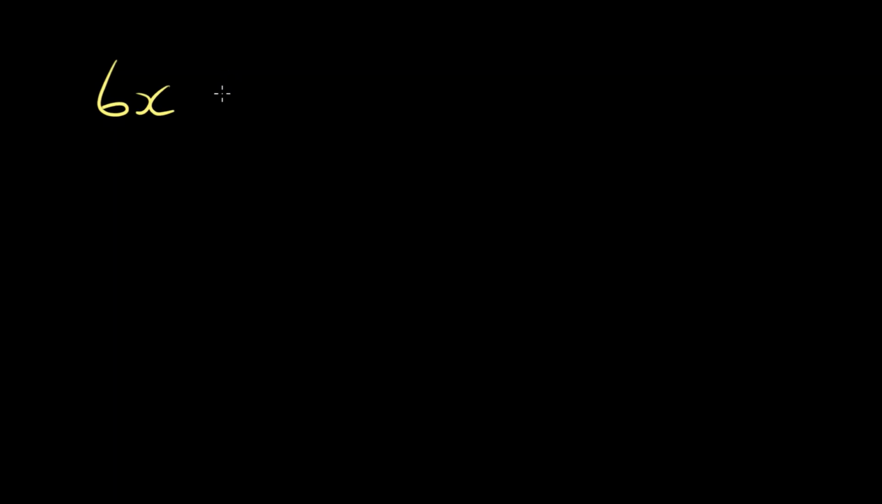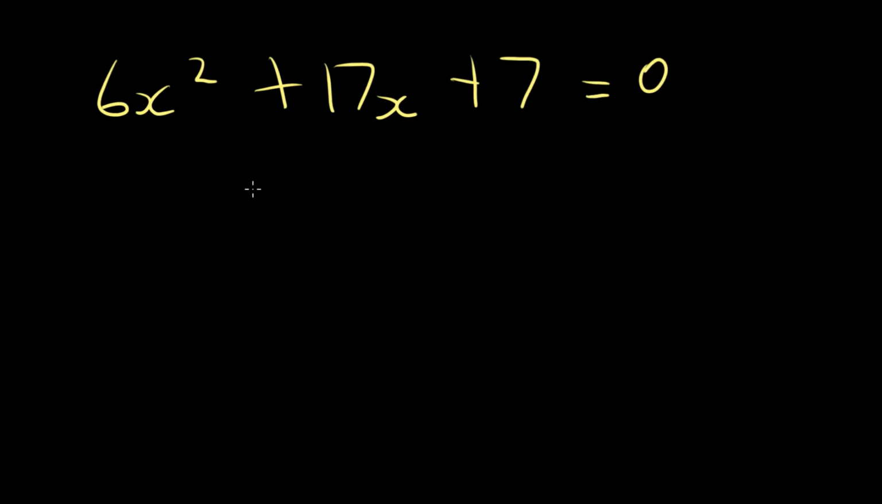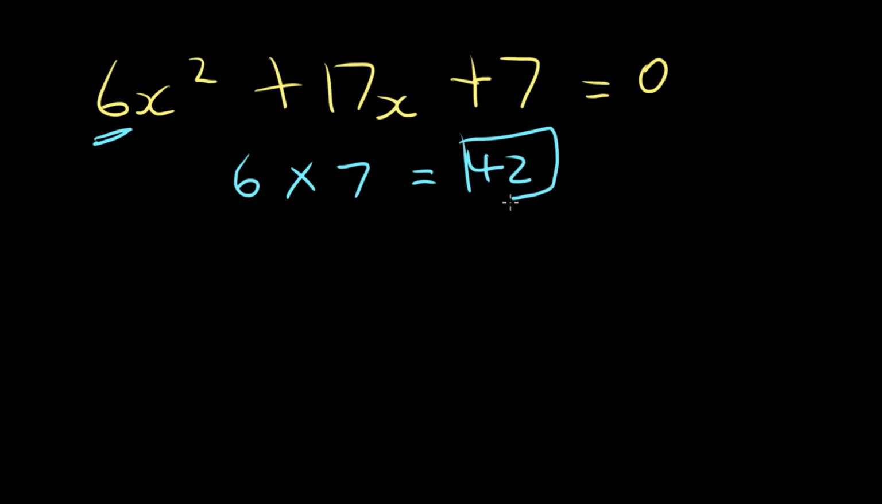6x squared plus 17x plus 7 equals 0. Okay, again, we've got a term other than 1 out the front of the x squared, so we have to use that technique again. So remember a times c. So 6 times 7 equals 42. Two numbers that multiply to get 42 but add to get 17. 14 and 3 is what I thought of.